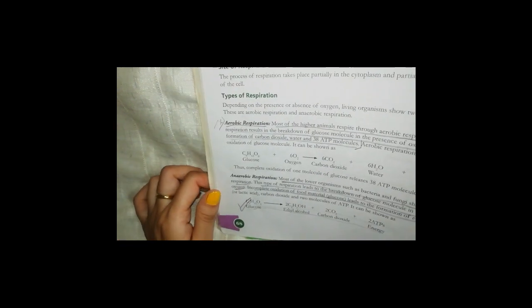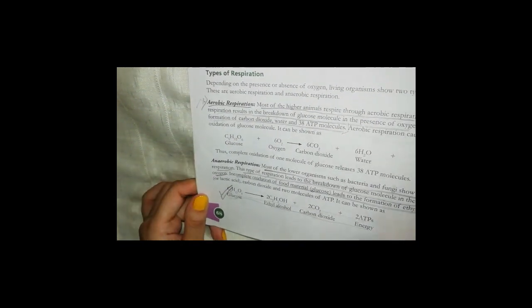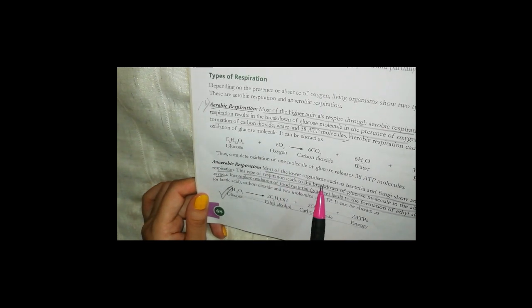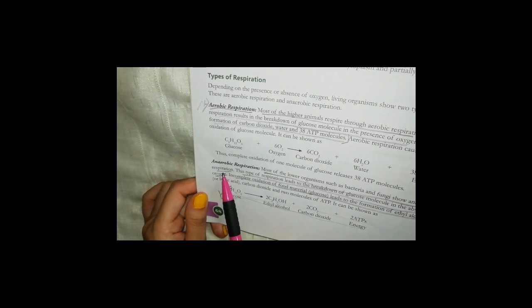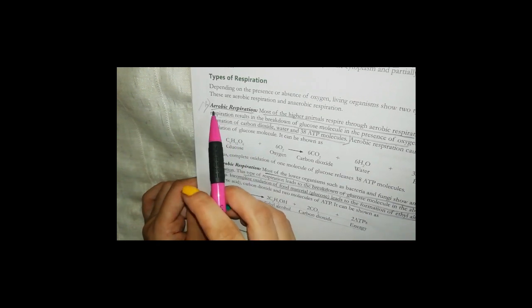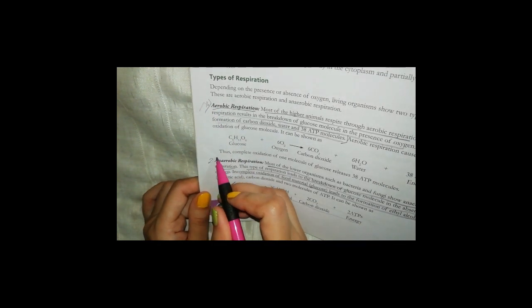Then you come to anaerobic respiration. You start from here. Most of the lower organisms such as bacteria and fungi show anaerobic respiration. This type of respiration leads to the breakdown of glucose molecules in the absence of oxygen. Incomplete oxidation of food material leads to the formation of ethyl alcohol. You write up to here. So first one you write this one, and second one you write this one.